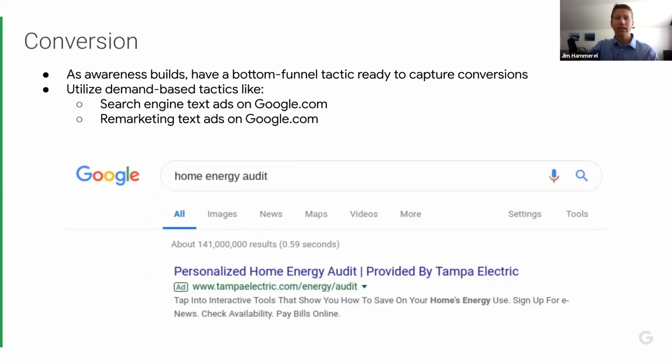And so we're utilizing text ads on google.com and remarketing text ads on google.com, similar to the example that you see on your screen. Someone goes to Google, they type in energy audit, they're hit with an ad from Tampa Electric or whatever your energy utility is, allows them to come to your specific landing page, and then we can capture and measure that conversion on that page.